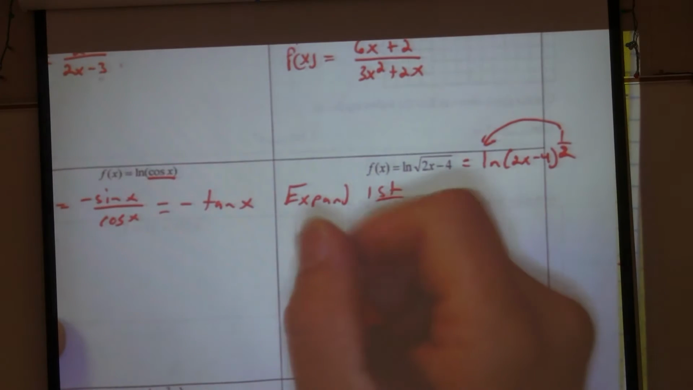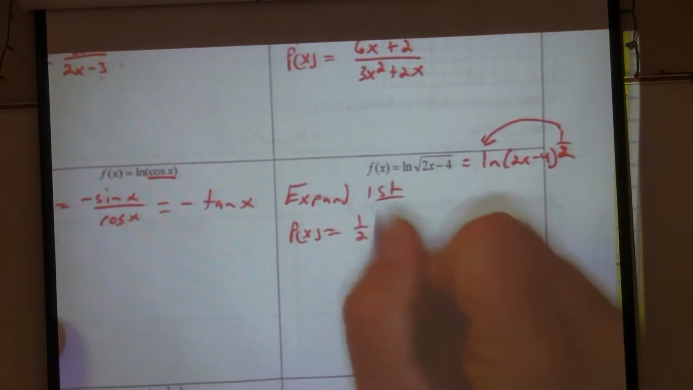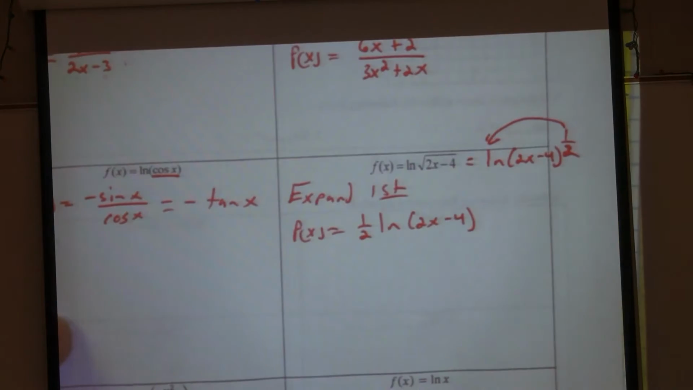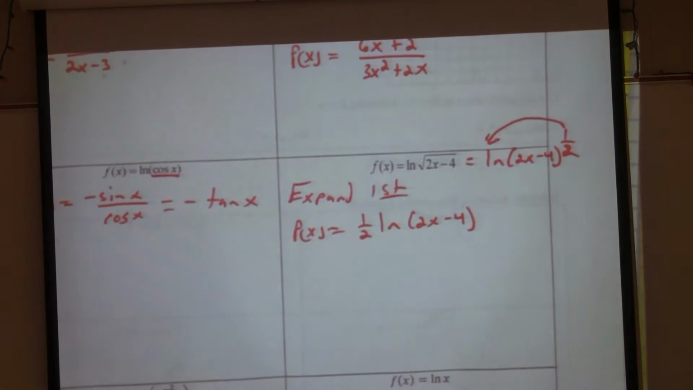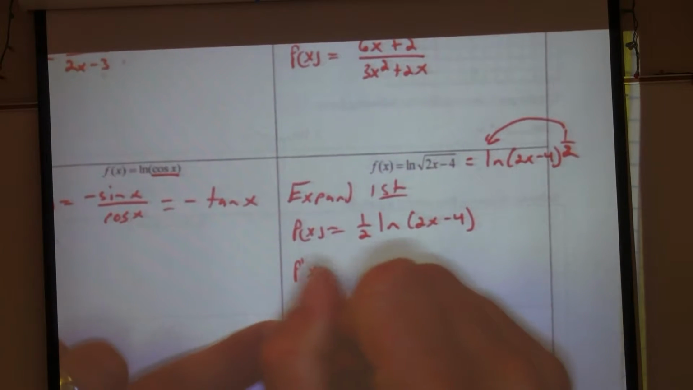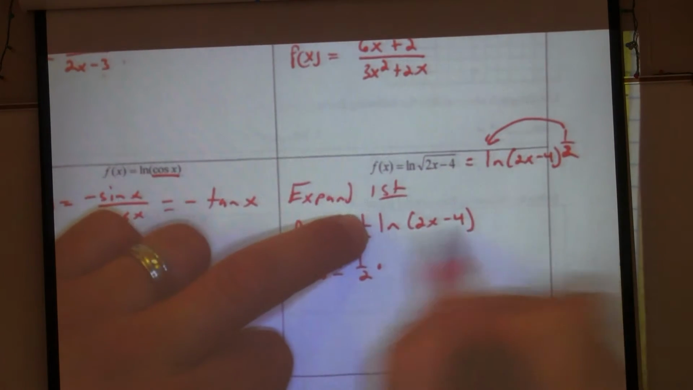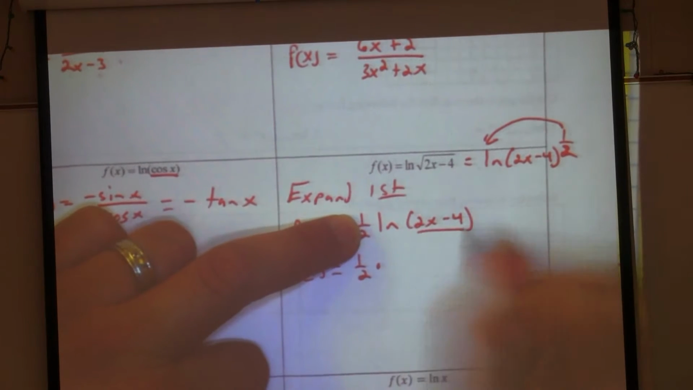Okay? So if I expanded first, my function is now going to become 1/2 ln of 2x minus 4. And now this number right here is just a constant. When I want the derivative, I'm going to get 1/2 times the derivative of this guy, which is d stuff over stuff. So what's the derivative of the stuff?